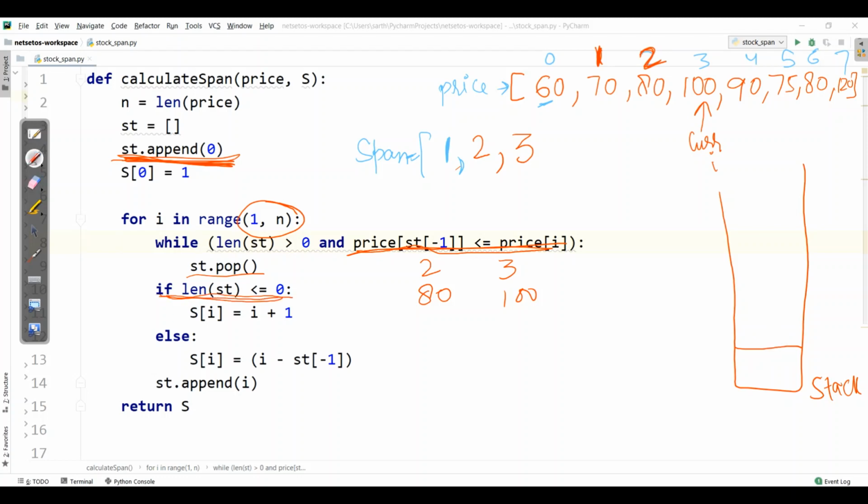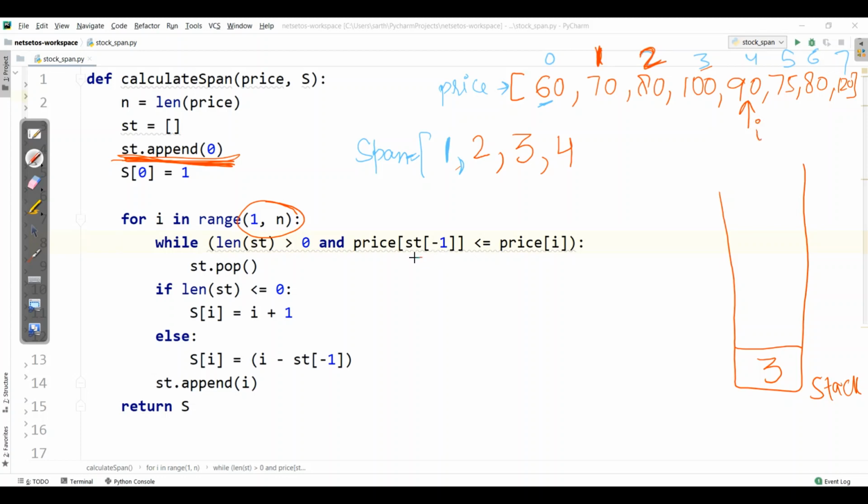So it checks over here, length of stack is 0. So span will be I plus 1. I is at third index, so 3 plus 1 will be 4. And it will append into the stack the current value. Then I will be iterated again for the fourth index.